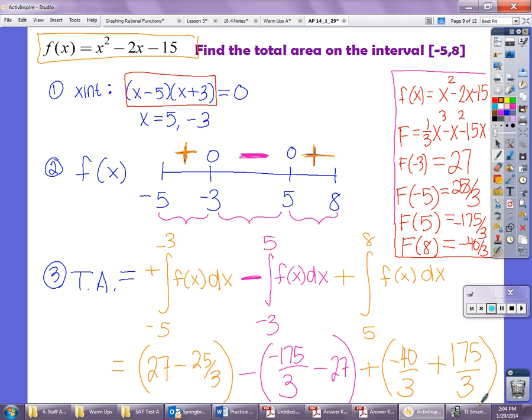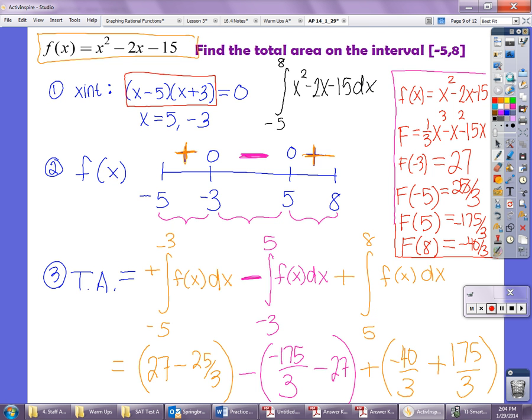Now your total area answer is completely different than the answer to the integral that I'm about to write up here. The integral from -5 to 8 of x squared minus 2x minus 15. That would be the net signed area. So the negative area and the positive areas, we would compare them and essentially do a net. Remember, if you owe $5 but you have $8, your net is $3. Okay?